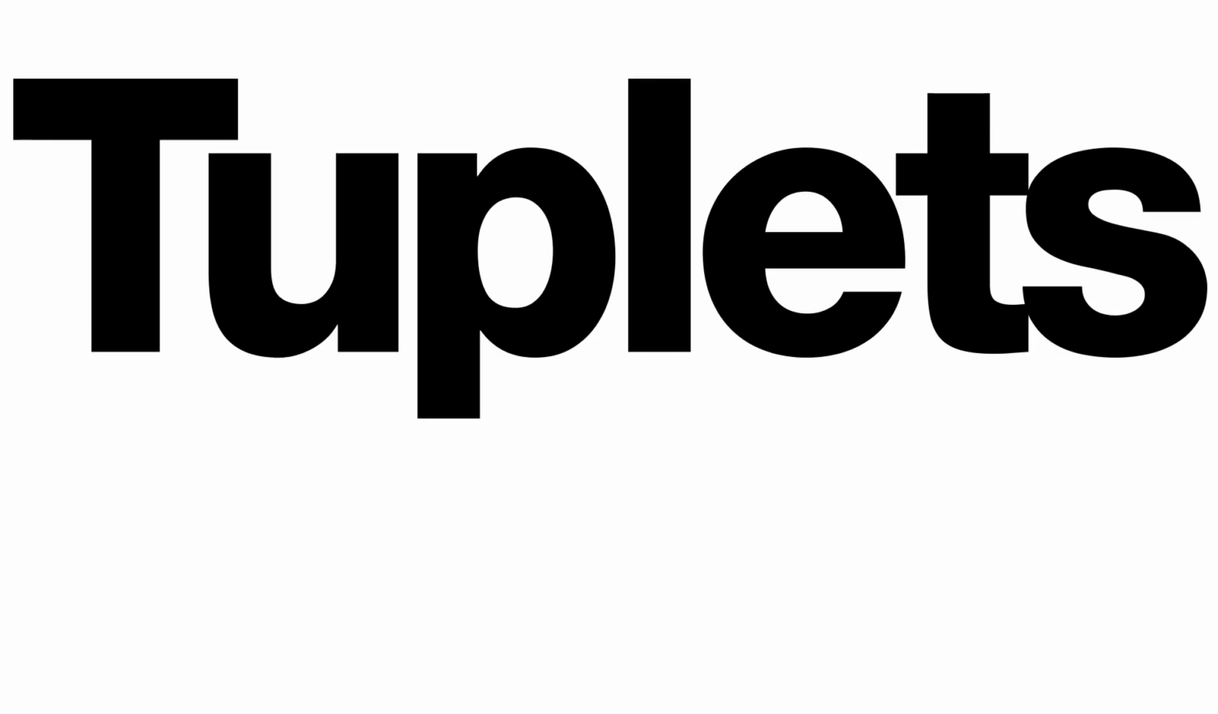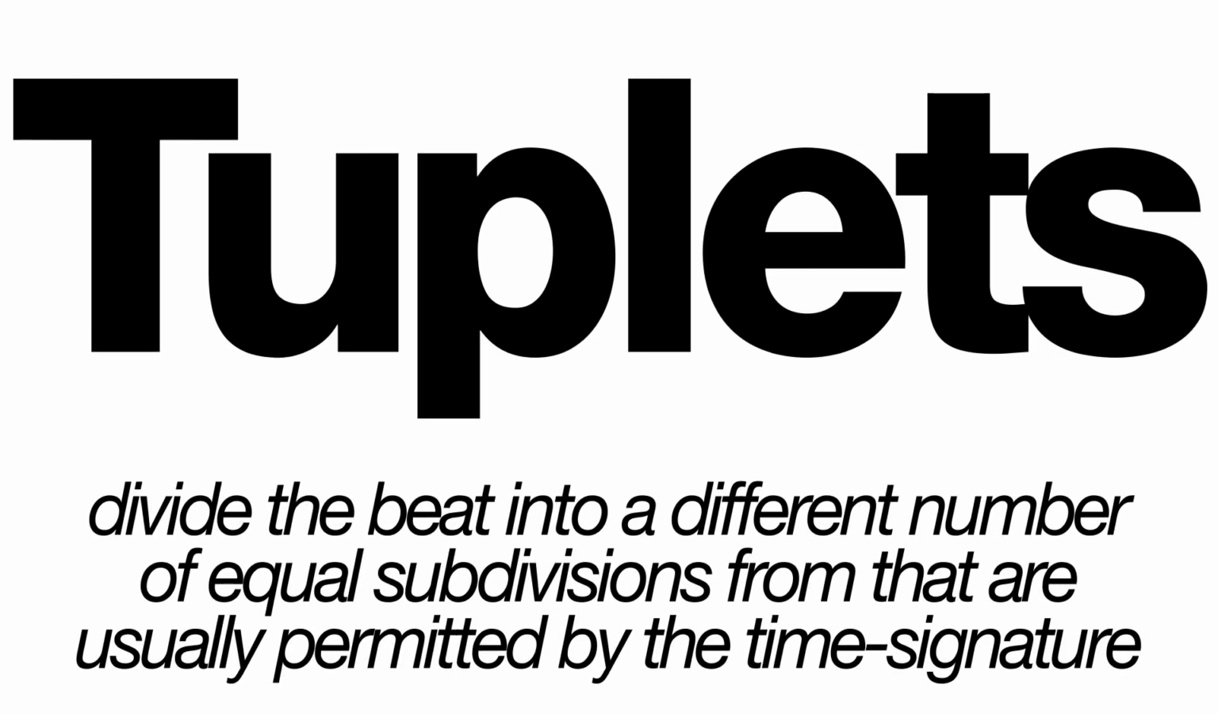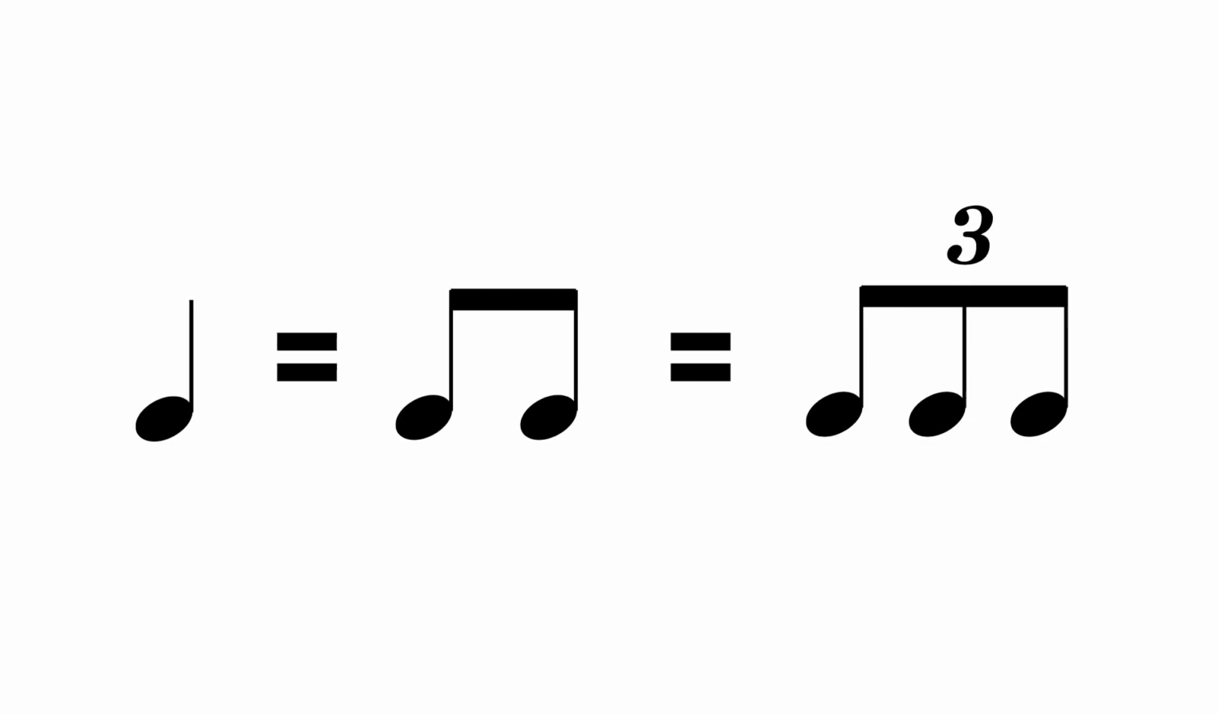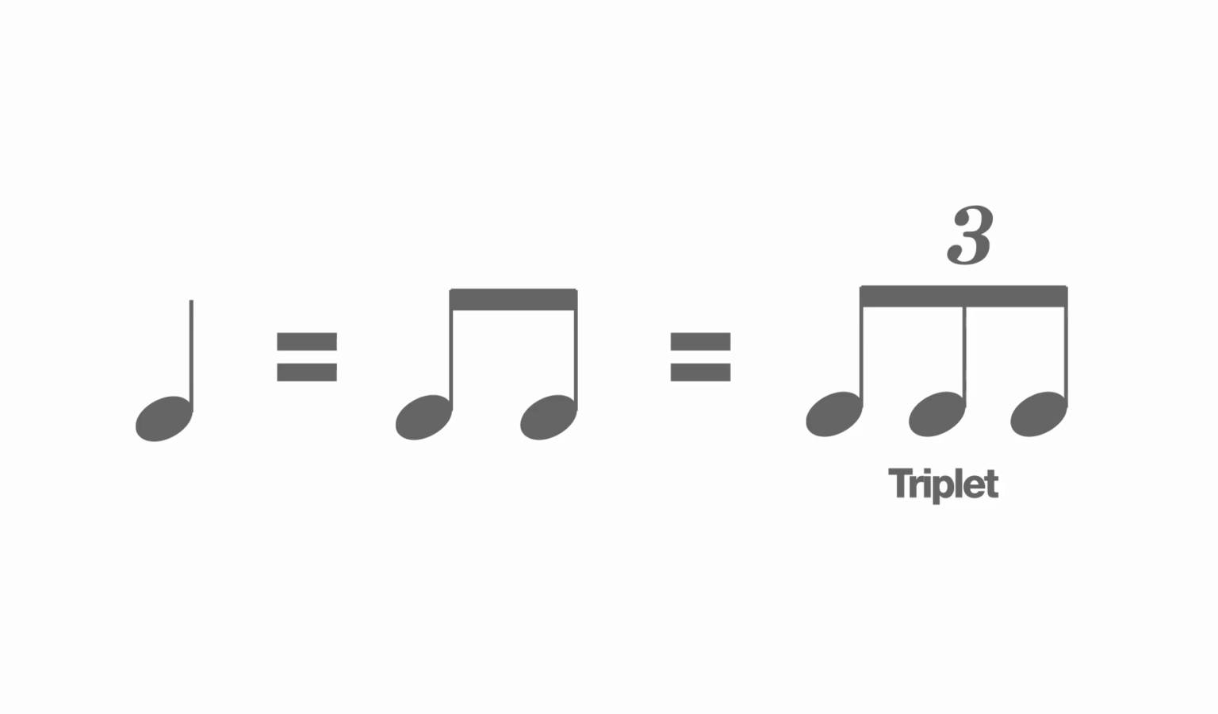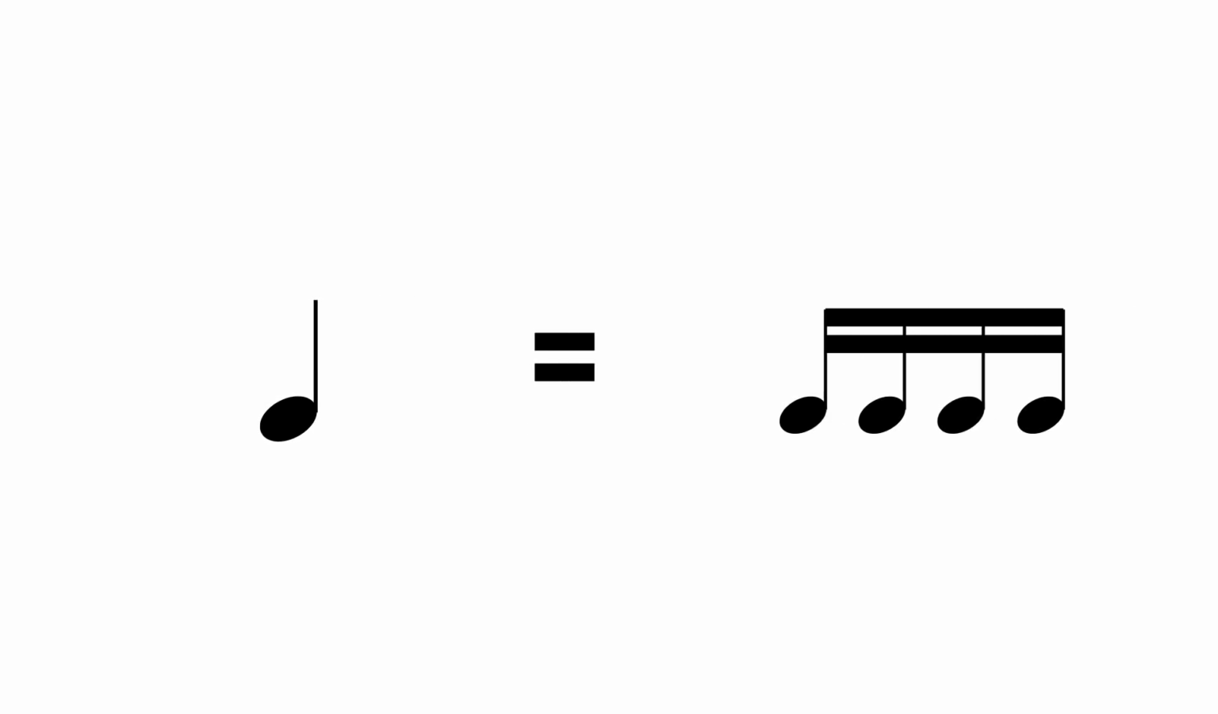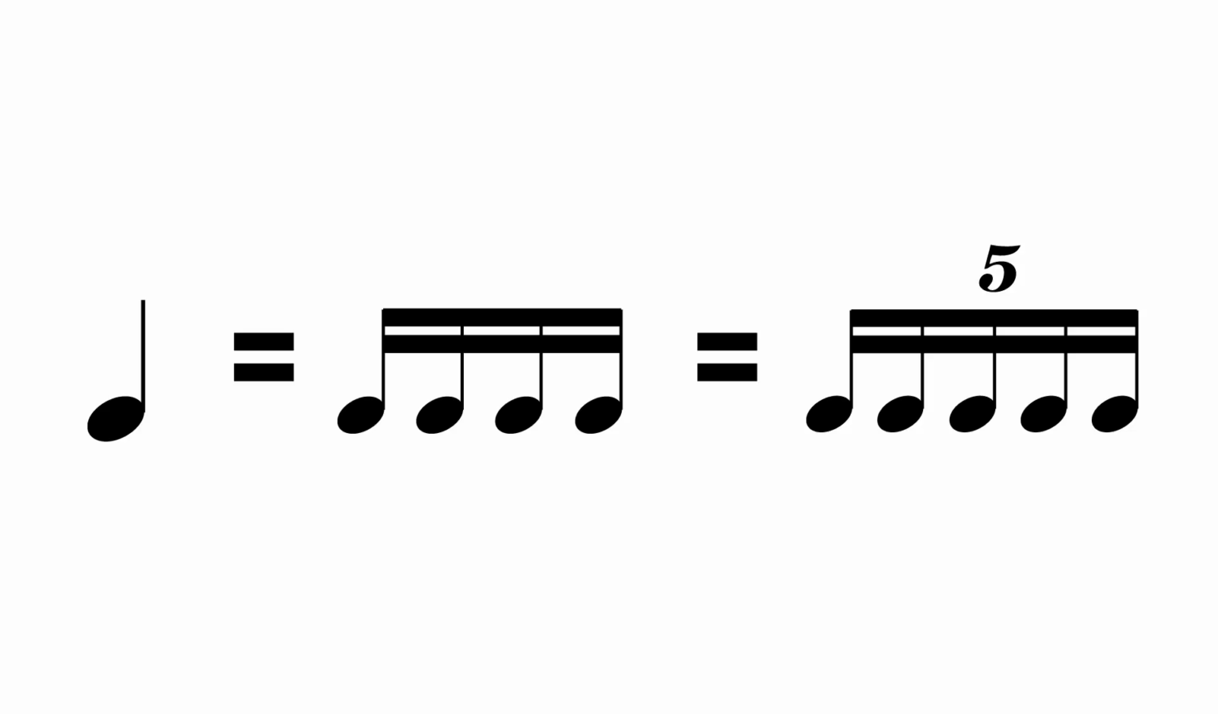For cases like this, we're going to use tuplets, which are any rhythm that involves dividing the beat into a different number of equal subdivisions from that which are usually permitted by the time signature. As an example, a quarter note can be subdivided into 2 eighth notes or into 3 irrational divisions, a set of which is called a triplet. As another example, a quarter note can be subdivided down into 4 16th notes or into 5 irrational divisions, a set of which is called a 5-tuplet, or a 5-let.